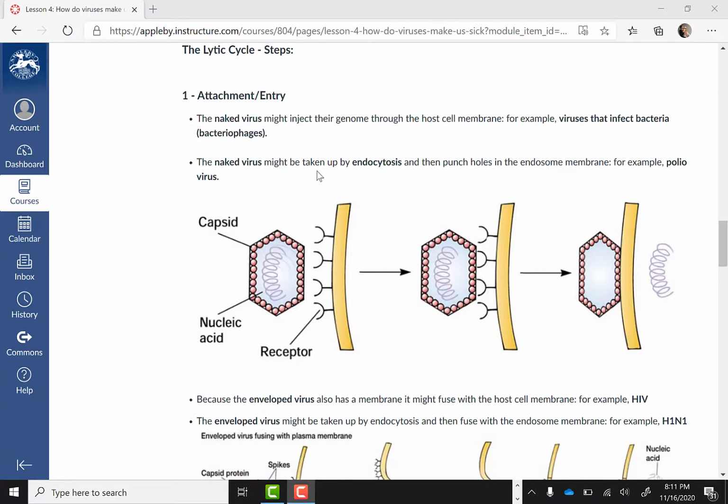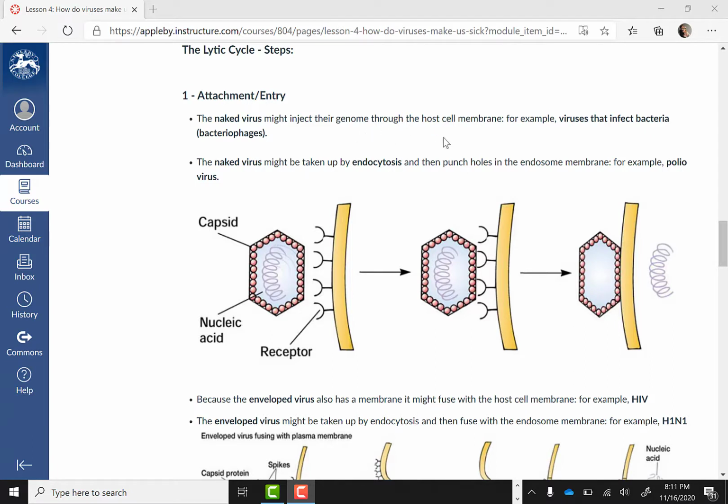And if you're a naked virus, you can do this one of two ways. The first way is pretty easy. The virus would latch onto the cell membrane of the host and inject its genetic material through the cell membrane, and then use the host's enzymes to replicate its genetic material and make those viral proteins.